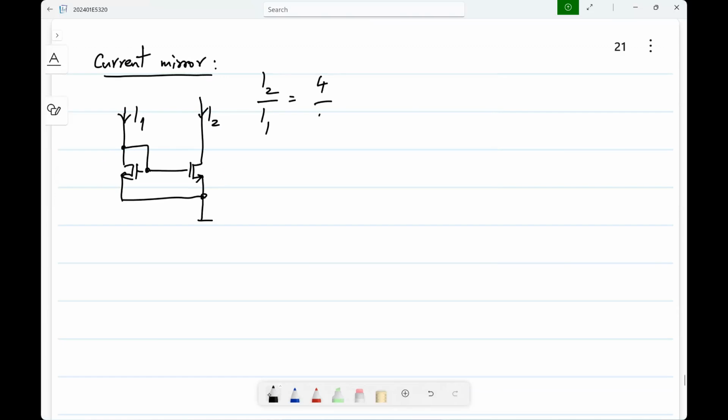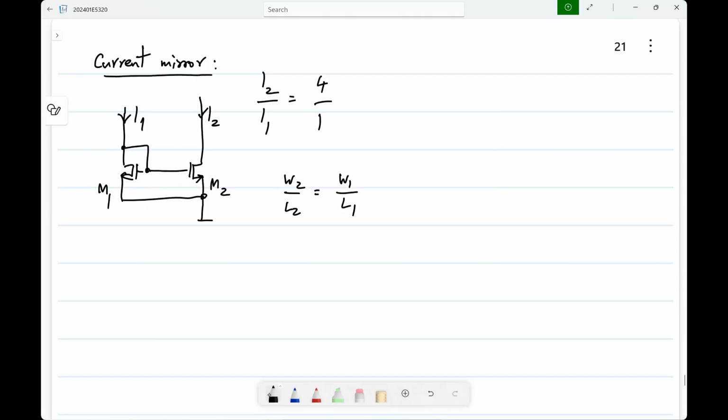So I want a current ratio of 4:1. Okay. So how should I choose the width and length of these devices? What should I do? So if you just go by the square law model, what it says is simply that... okay. Now, of course, if you do this with arbitrary values of W's, it just doesn't work, right?